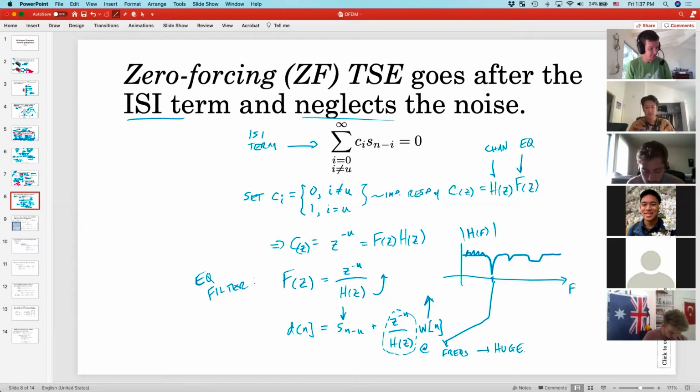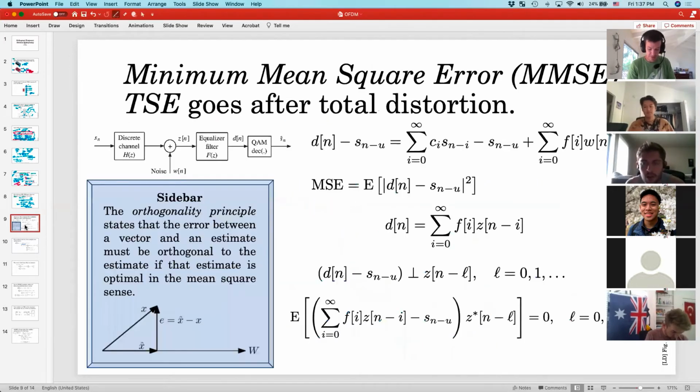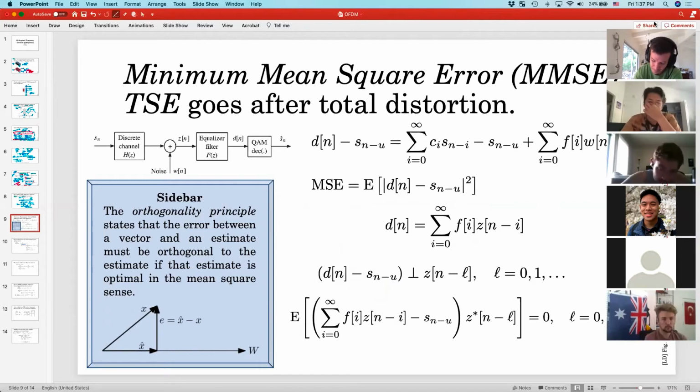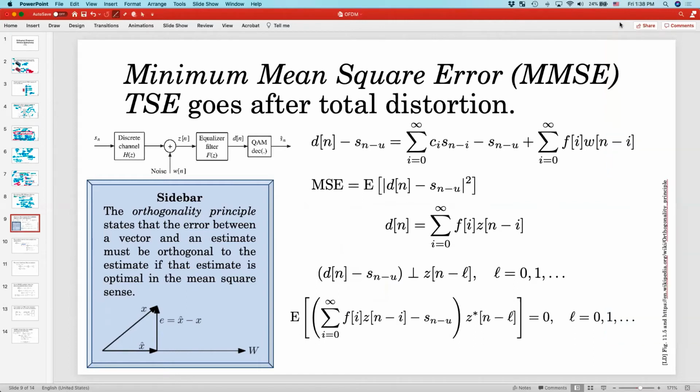Let's talk about something a little bit more nuanced. It is not zero forcing T-spaced equalization, but minimum mean squared error T-spaced equalization, or MMSE TSE. There you go. Alphabet soup. Okay, so what minimum mean squared error is, we are going to try and build a filter. Again, we're still trying to design f such that the error is minimized in the mean square sense. Okay, that means I literally just shifted the words around in the sentence.